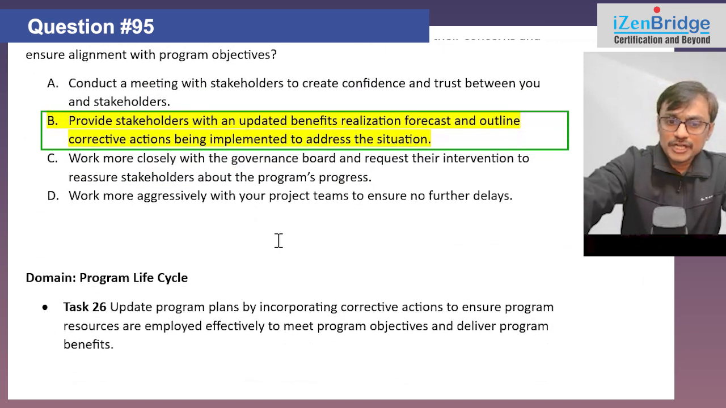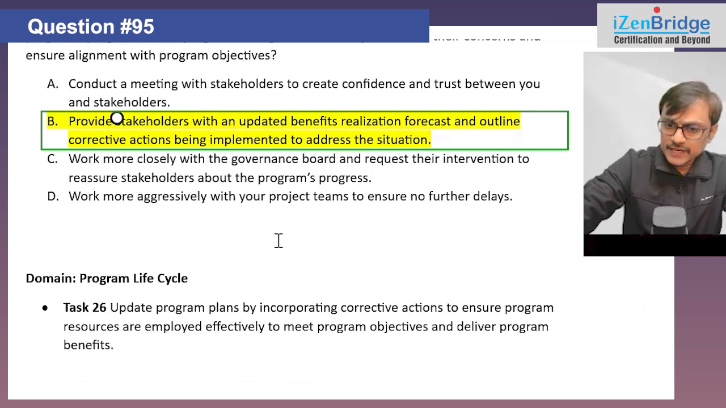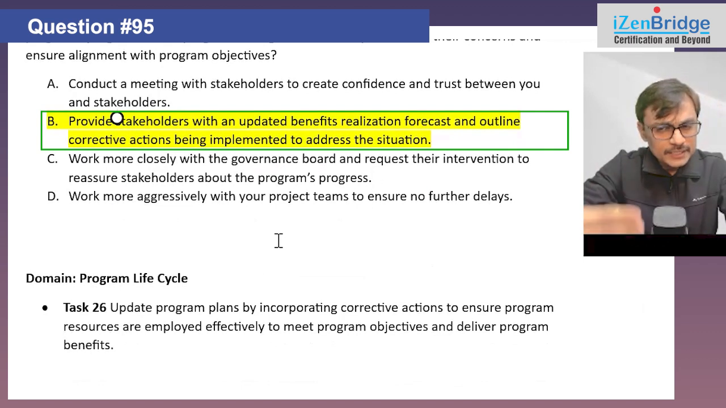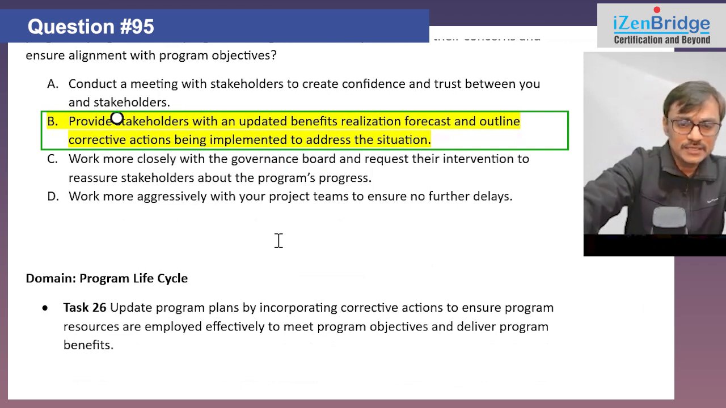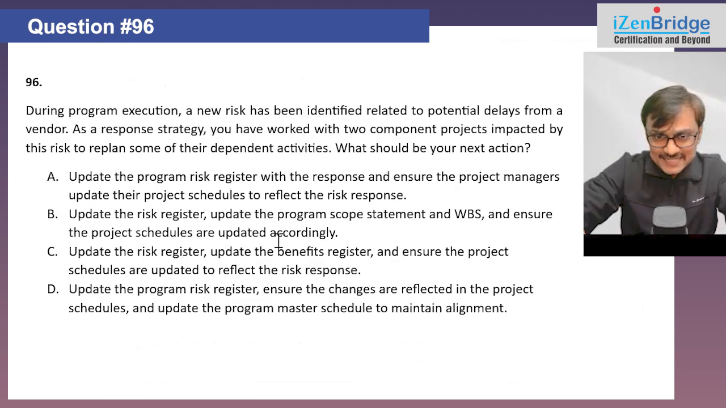Update the program management plan by incorporating corrective action to ensure the program resources are used effectively. So updating the program management plan is always a good idea. And you can only talk to your stakeholder when you can show them the revised forecast. So task 126.